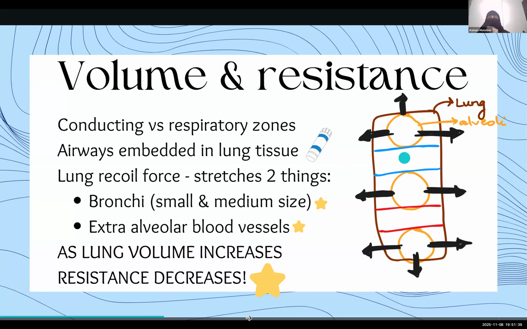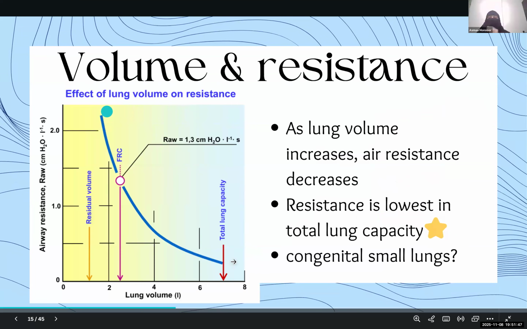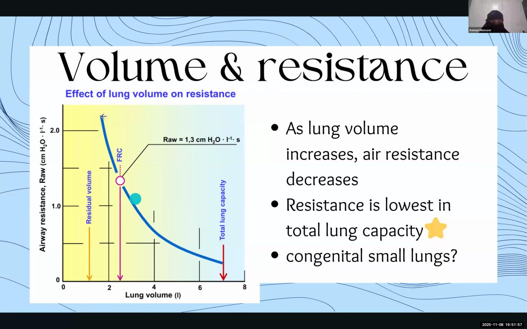All right, this is another graph showing the same thing. Here you have the lung volume. As we go to the right, the lung volume increases, and over here we have the resistance. We said as the lung volume increases, the resistance will decrease. For example, when someone takes a deep breath in, the graph moves from here all the way down, as the lung is filled with air.